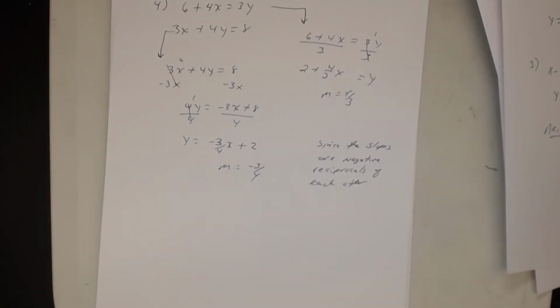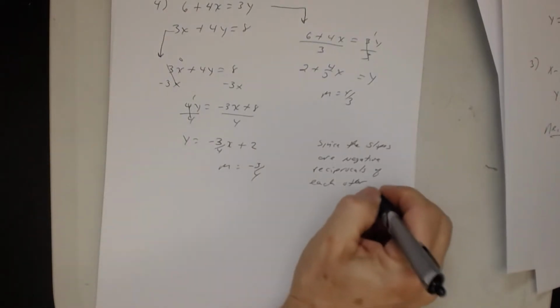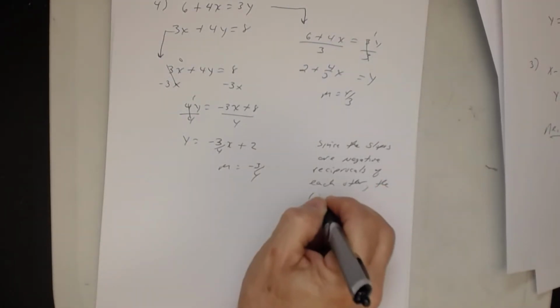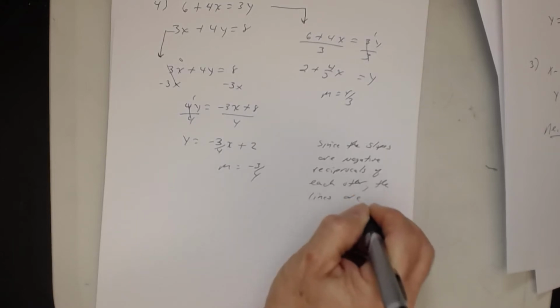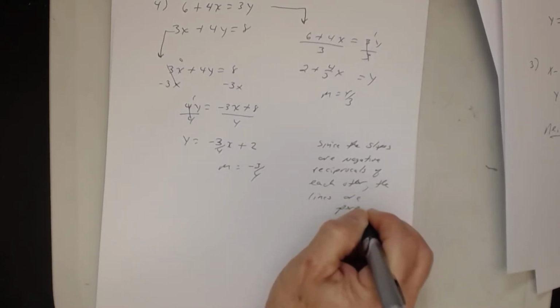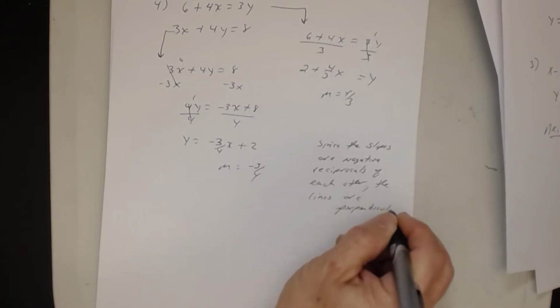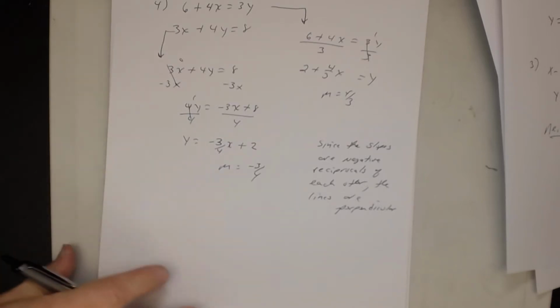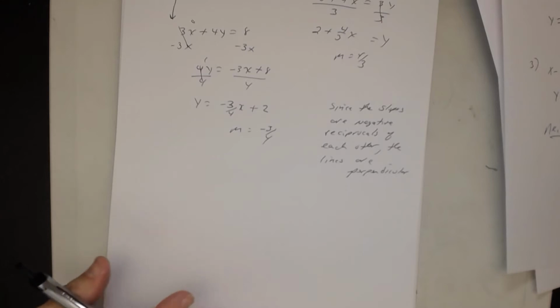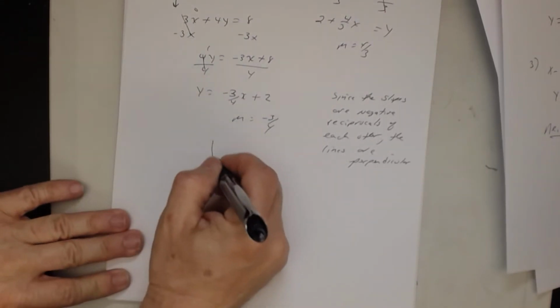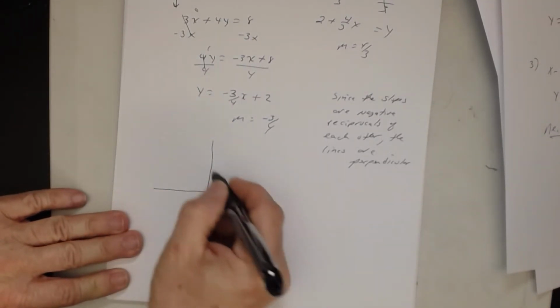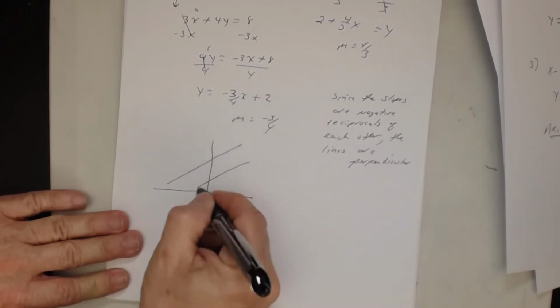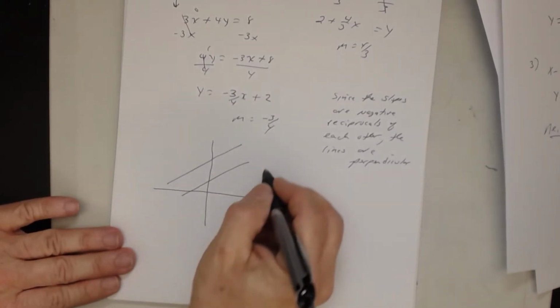So since the slopes are negative reciprocals of each other, the lines are perpendicular. All right. Now, as you worked on that worksheet, you notice that in a plane, if you have 2 parallel lines, they have the same slope, right? Yes.